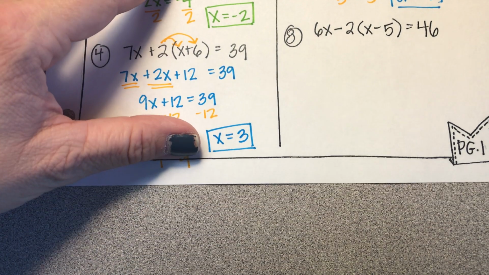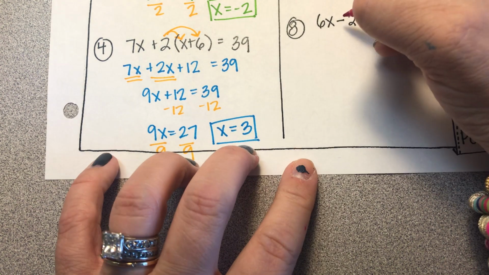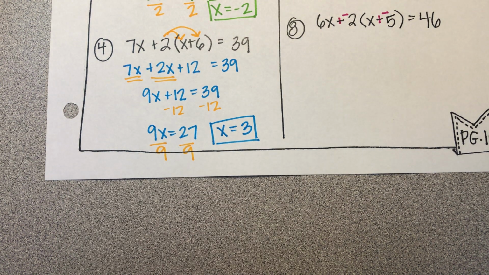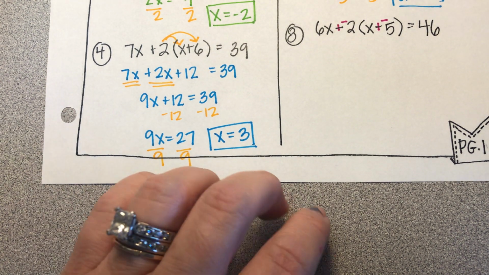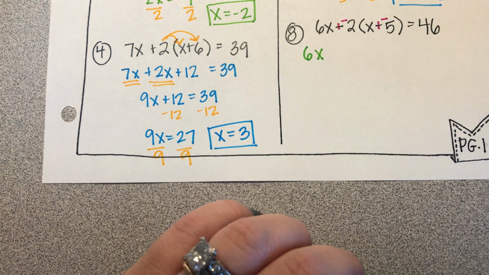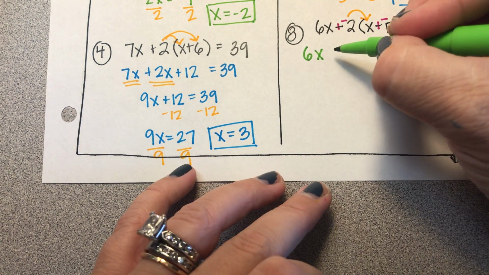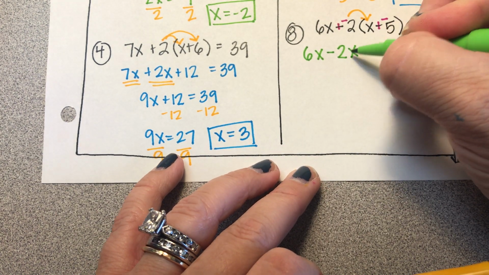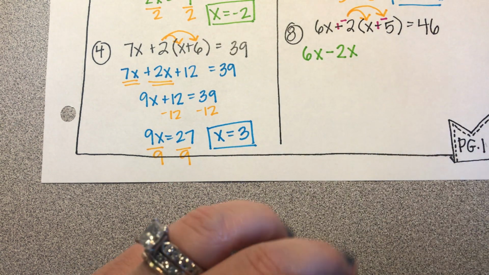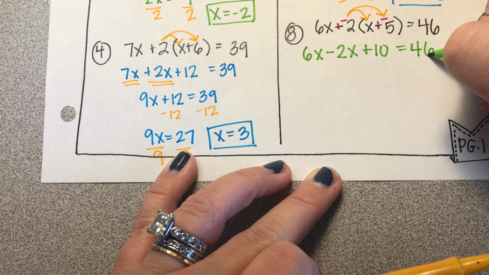Okay, I saved the best for last. Why is it the best? Who sees it? Keep, change, change, keep, change, change. Okay, I'm going to start with that. So, I'm not messing with the 6x yet. I'm going to do my distributive property. Negative 2 times x is negative 2x. And then negative 2 times negative 5 is positive 10 equals 46.